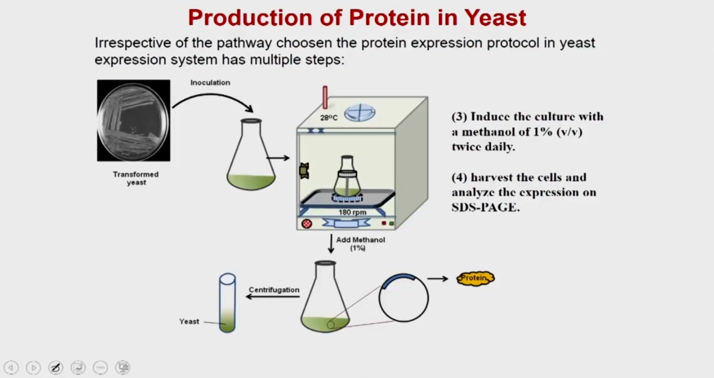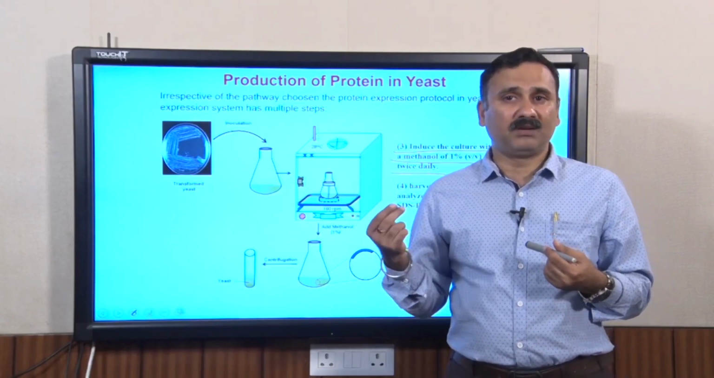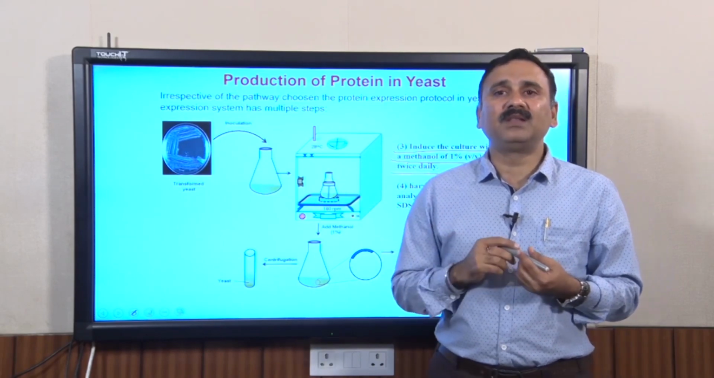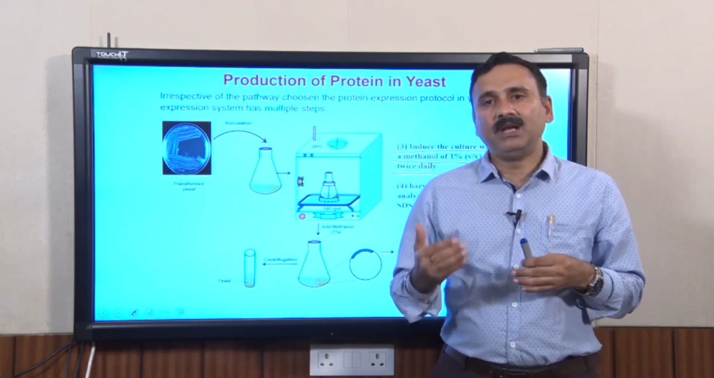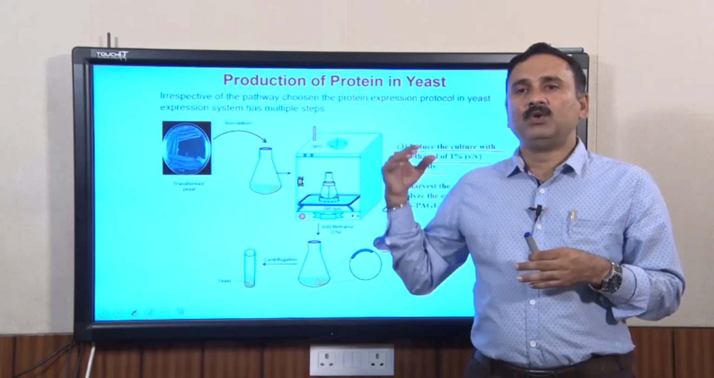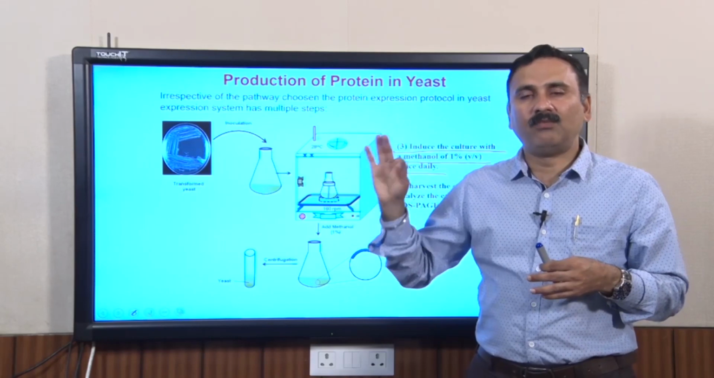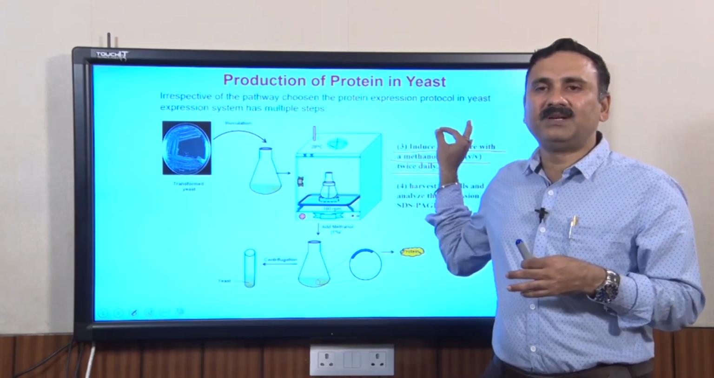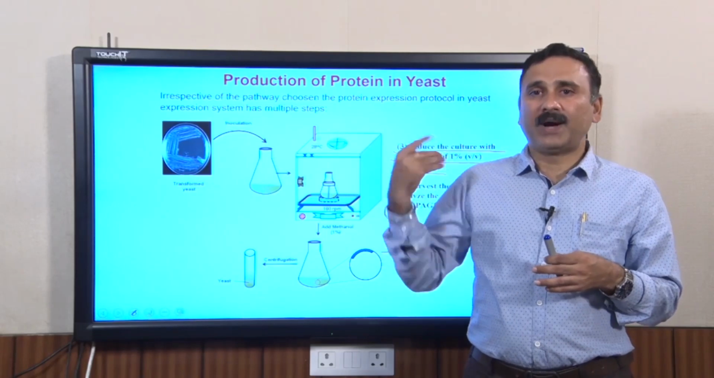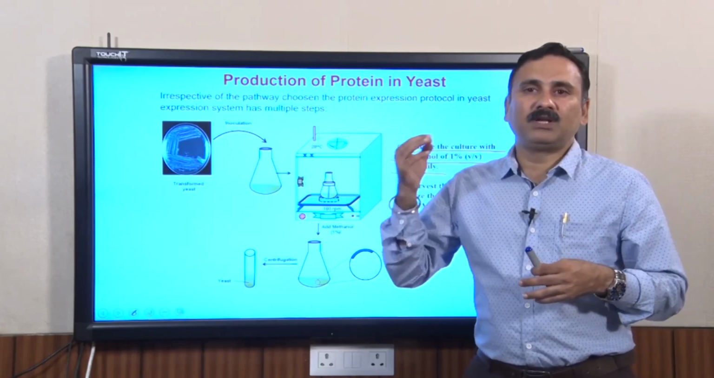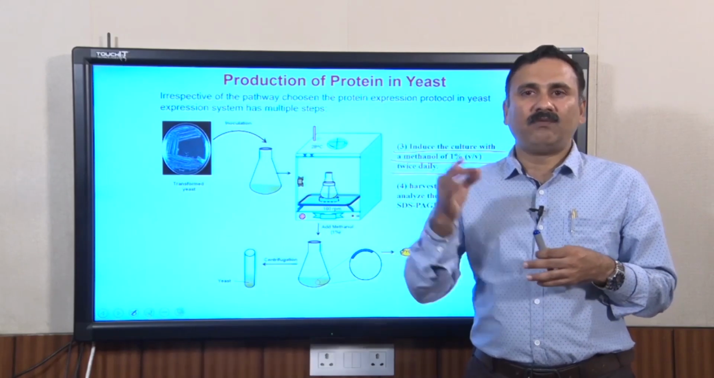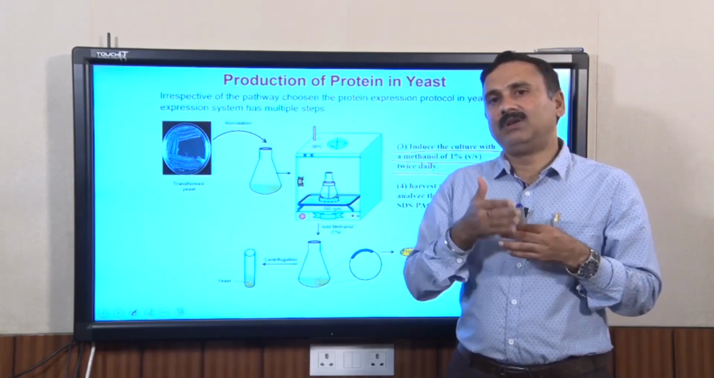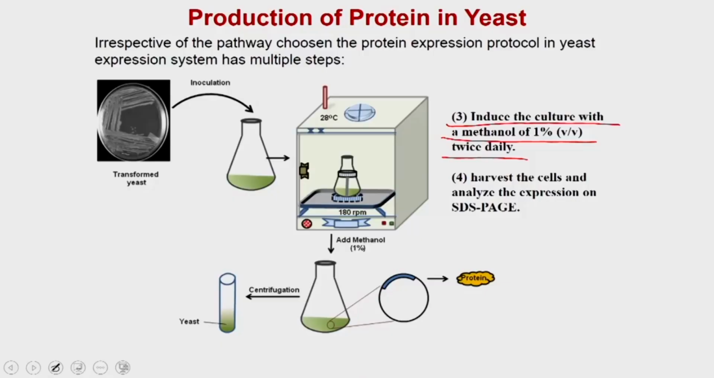Instead, you are going to induce the culture with 1% methanol twice daily. You know that methanol is very toxic, but these particular strains have the ability to metabolize methanol, so you have to use a very small quantity, only 1% methanol, twice daily. That will induce the promoters of AOX1 or MOX, and that will allow the production of the protein.